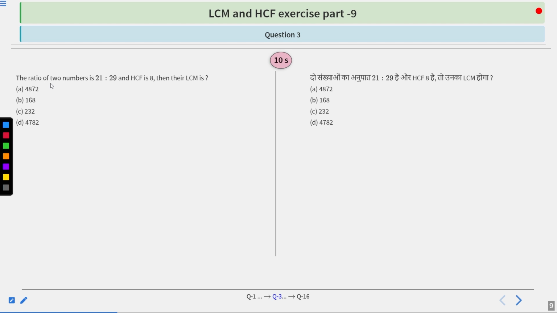The ratio of two numbers is 21 ratio 29 and HCF is 8. Then their LCM is? The options are option A 4872, option B 168, option C 232 and option D 4782. These are the options. I'm giving you 10 seconds to find out the correct answer. After that, I will do the solution.